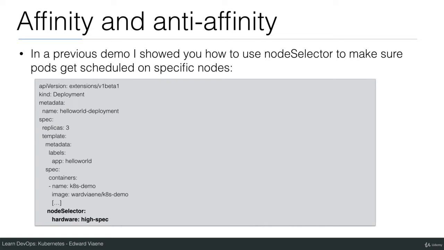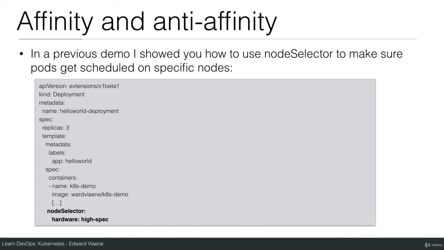This was the example that I was using. It's a deployment, and in the specification, I used a node selector to only schedule the 3 pods that this deployment is going to start only on nodes that have the label hardware equals high spec. So if the node doesn't have this label, the pod will not be scheduled on that node. So you need a node with exactly this label to have this pod scheduled.